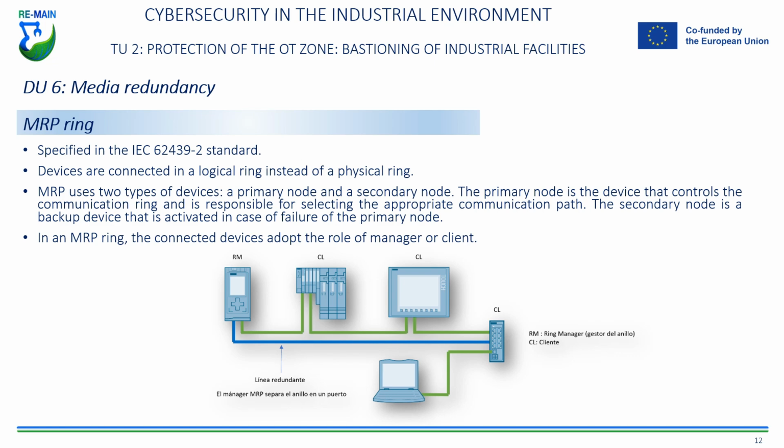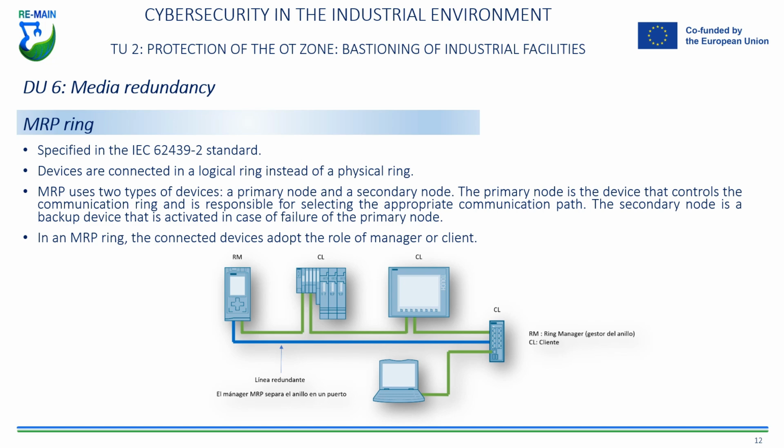MRP uses two types of devices, a primary node and a secondary node. The primary node is the device that controls the communication ring and is responsible for selecting the appropriate communication path. The secondary node is a backup device that is activated in case of failure of the primary node.